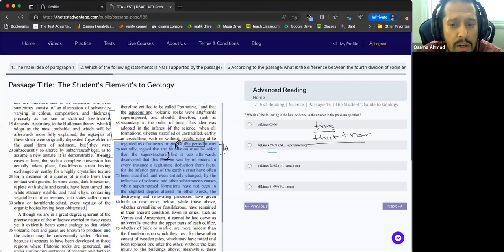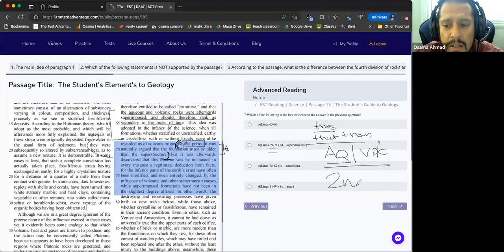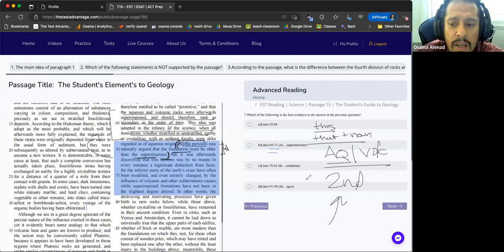So aqueous and volcanic rocks were afterwards superimposed and should therefore rank as secondary in the order of time, right? So aqueous rocks and what was the other rocks? Volcanic rocks came second. Aqueous rocks and volcanic rocks came second. Okay, ده مهم. So at that period, it was naturally argued that the foundation must be older than the superstructure. Okay, again, what are we talking about? Right, this idea was adopted in the infancy of the science when all the formations whether stratified, So هنا بيقول لي the aqueous and volcanic rocks, that's superstructure.